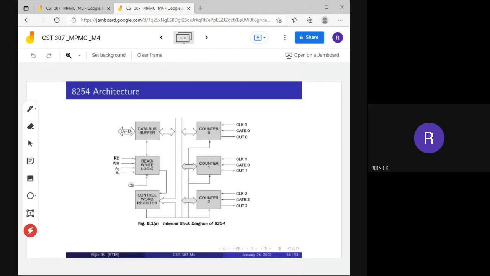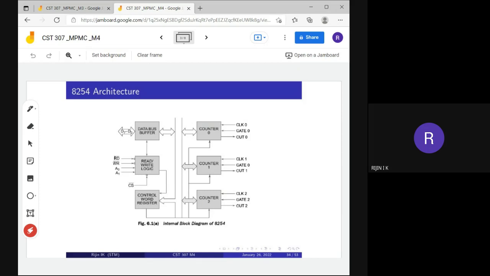These 3 counters are totally independent, and all these 3 counters can be independently controlled by the command word register, the control word register. Independently we can program them. Counter 0, counter 1, counter 2 can all operate independently.